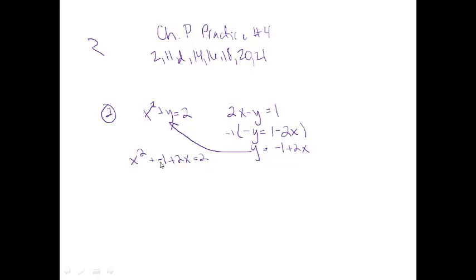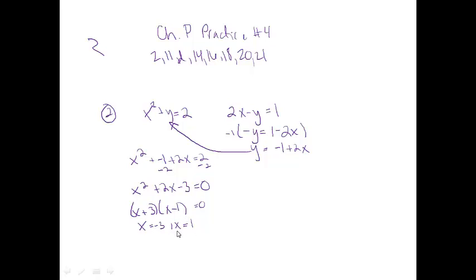The next thing that I'm going to do, if I want to try to factor this, it has to equal 0. So I'm going to subtract 2 from both sides. If I put this in order, I'll have x squared plus 2x minus 3 equals 0. Then I have a trinomial that I can factor. That can be factored into x plus 3, x minus 1. And then my zeros for this would be x equals negative 3 and x equals 1.